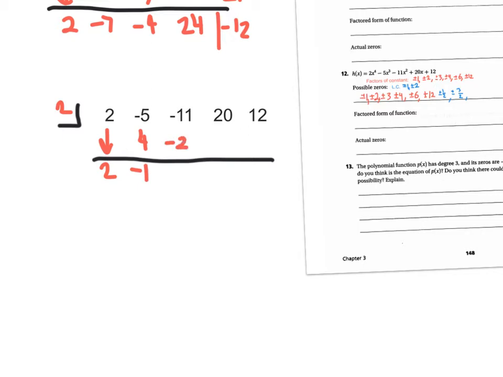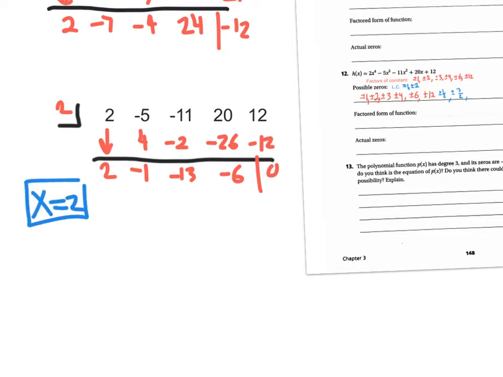Combine negative 11 and negative 2, you get negative 13. 2 times negative 13 is negative 26. And 20 and negative 26 is negative 6. And 2 times negative 6 is negative 12. And I am happy because we get 0 as an output. That means that 2 really is an answer. X equals 2. Yay, that is an answer right there.